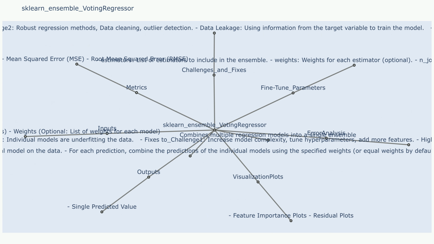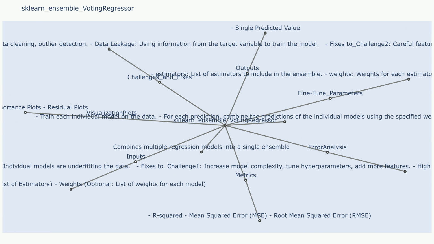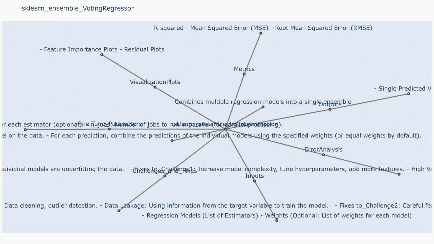The voting regressor outputs predictions for new data points. These predictions are based on a combination of predictions from the individual models in the ensemble. Steps: training. The voting regressor does not perform any independent training. It simply takes already trained regression models as input. Prediction. When predicting, the voting regressor feeds the input data to each individual estimator in the ensemble. It then combines the predictions from each estimator according to the specified weighting scheme.